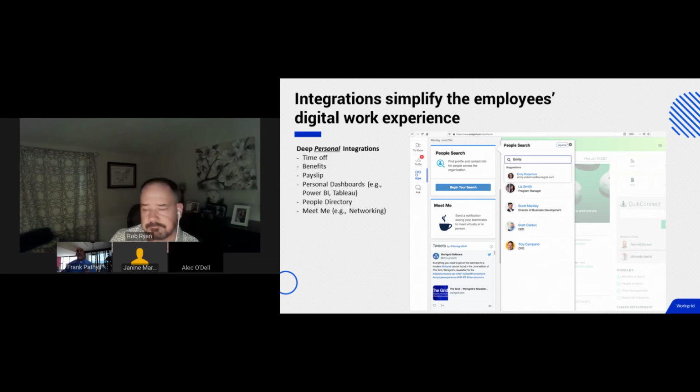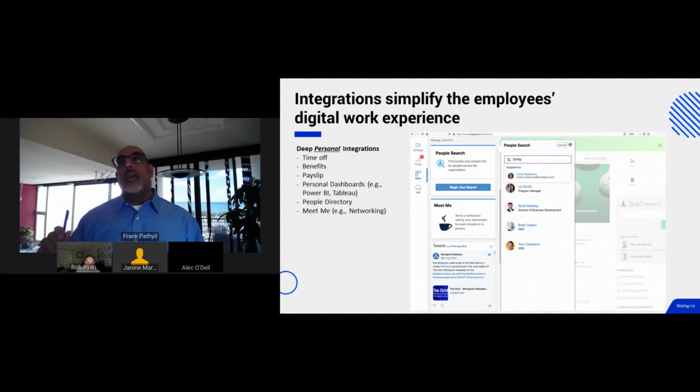So let me try and get this right. It's really a case that it has to work for me. The intranet has to deliver me value. Help me take Friday off, help me check my pay stub, help me get through a bunch of approvals, but be done with it.